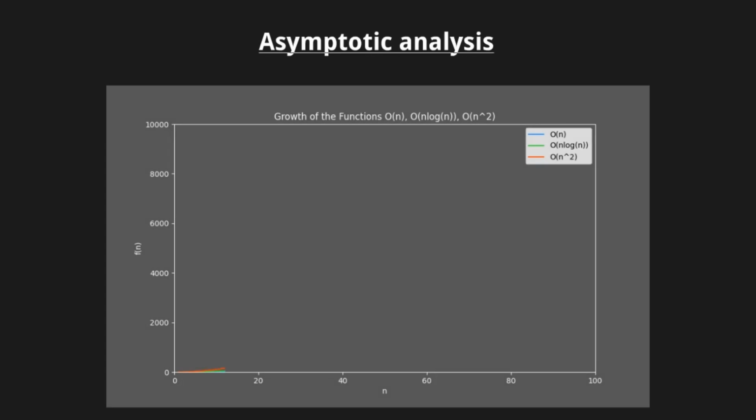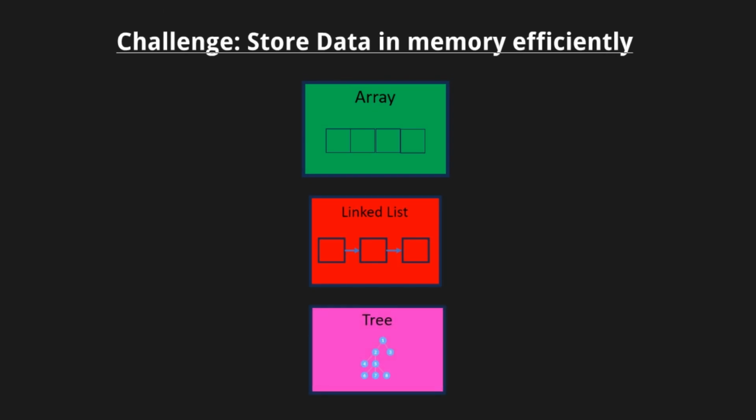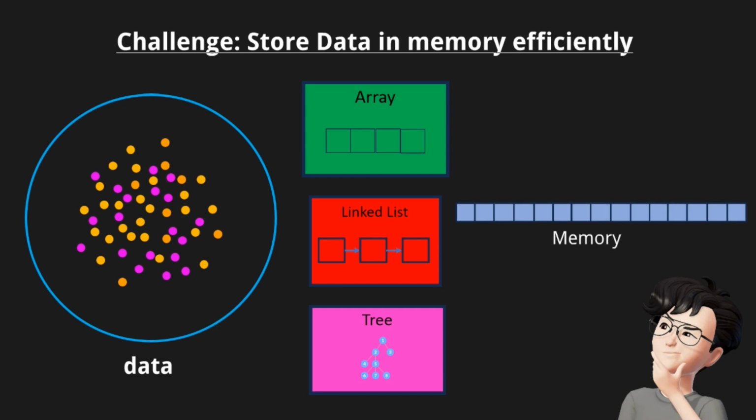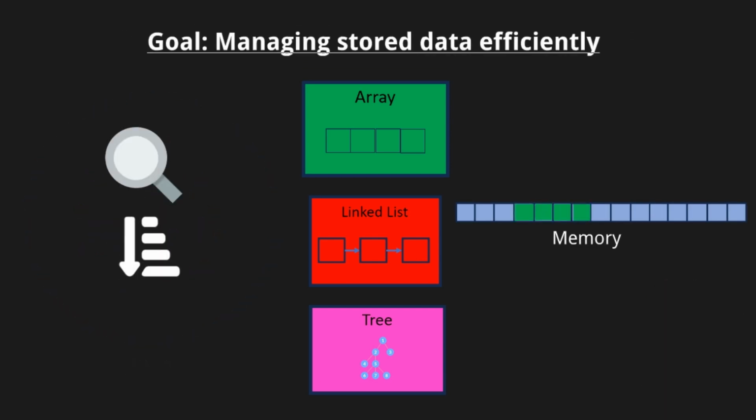In the last section, we explored asymptotic analysis, a powerful tool that allows us to simplify the comparison of the performance of different algorithms. When it comes to data structures, one of the key challenges is figuring out how to store data in memory efficiently. Our goal is to ensure that operations like searching, sorting, and updating are quick and don't waste space.